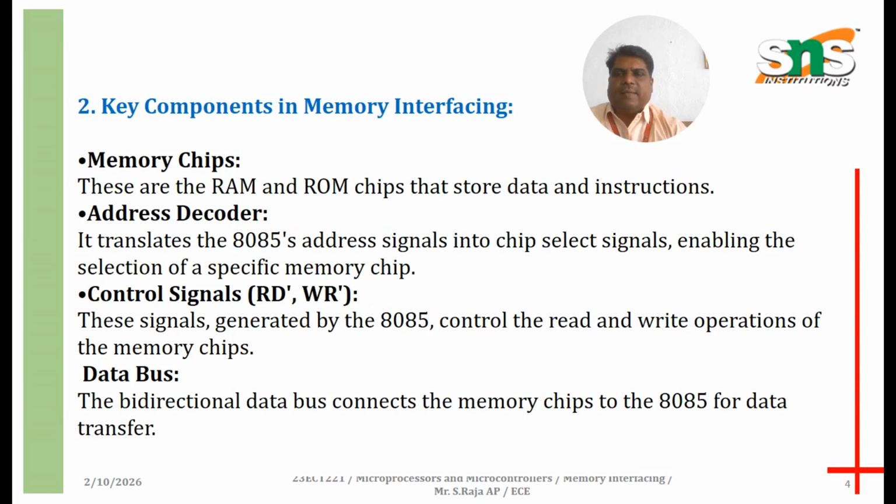Next, the address decoder. The address decoder translates the 8085 address signals into chip select signals, enabling the selection of specific memory chips. The 8085 has 2 control signals, RD and WR. These signals are generated by the 8085 and control the read and write operations of the memory chips. Next and last is the data bus. The 8085 has a bidirectional data bus that connects the memory chips to the 8085 for data transfer.